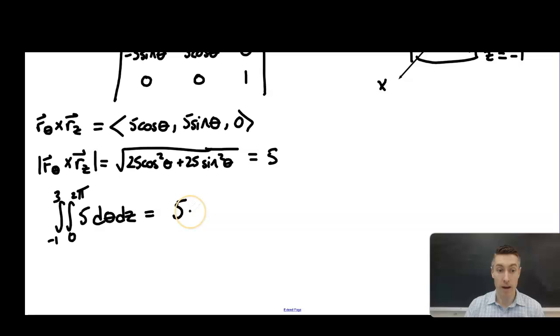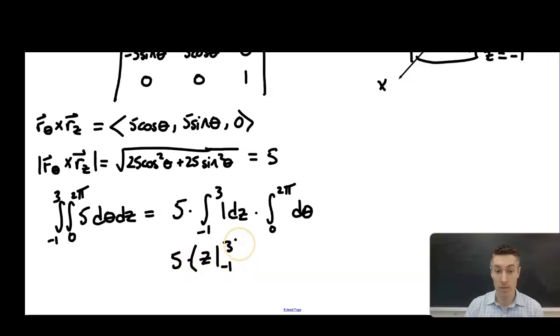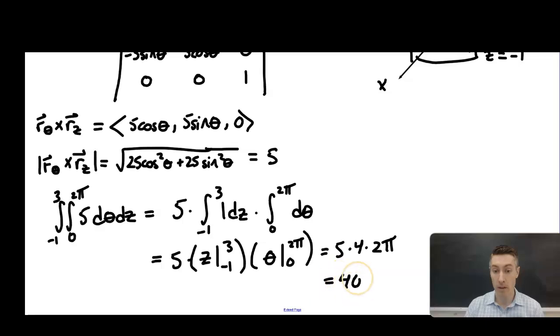This is separable, so we could say 5 times the integral from -1 to 3 of 1 dz times the integral from 0 to 2 pi d theta. So that's going to be 5 times z evaluated from -1 to 3, times theta evaluated from 0 to 2 pi, which is going to be equal to 5. And then 3 minus negative 1 is 4. And then 2 pi. So 20 times 2 pi is 40 pi. So that's a good sign. We confirm the surface area that we expected to get by using the geometry formula, now with our calculus approach and a surface integral.